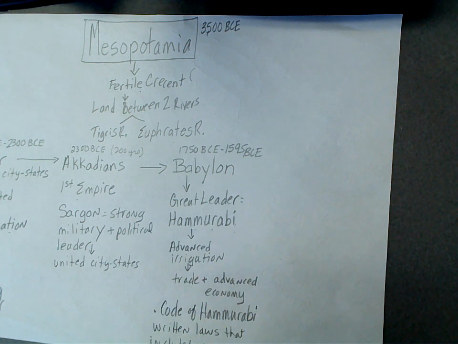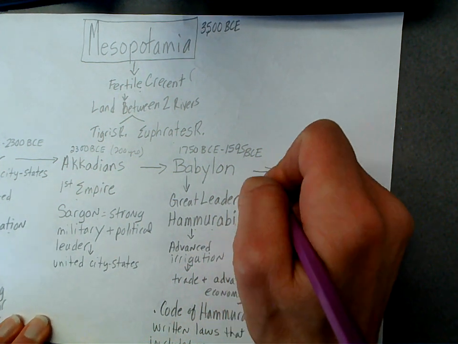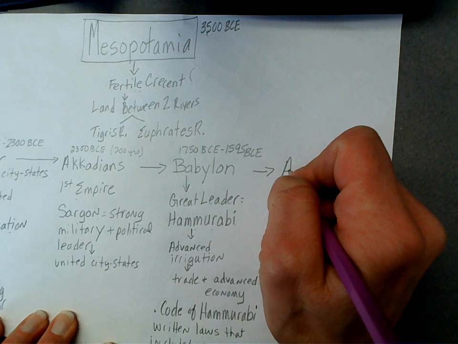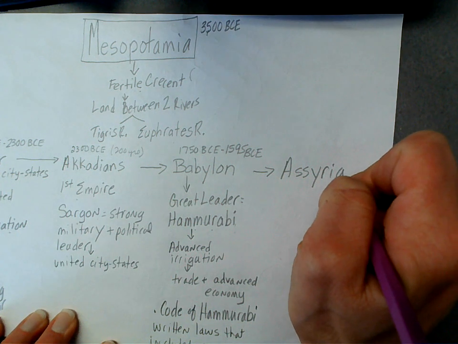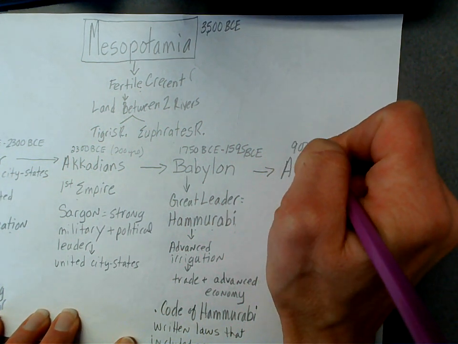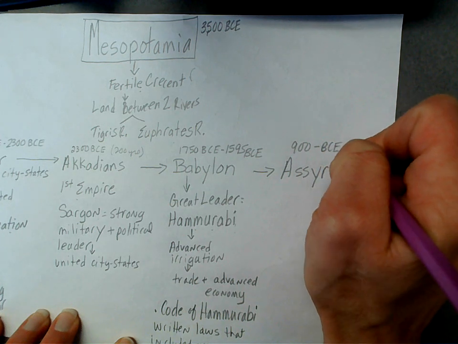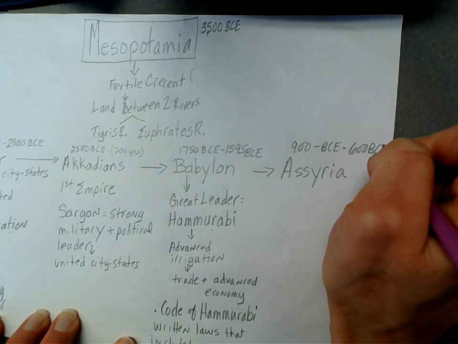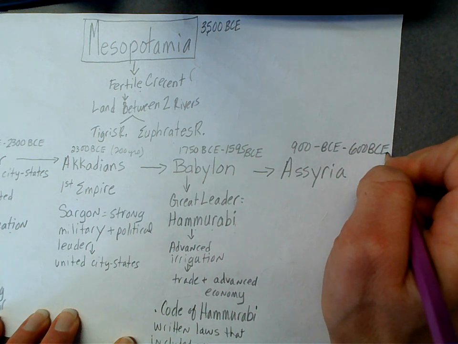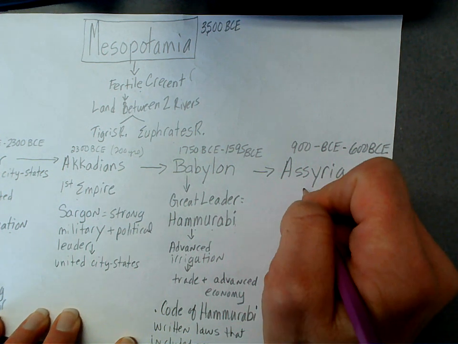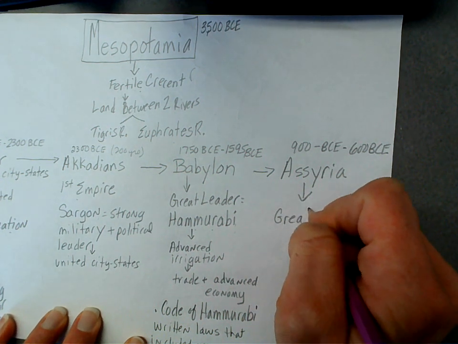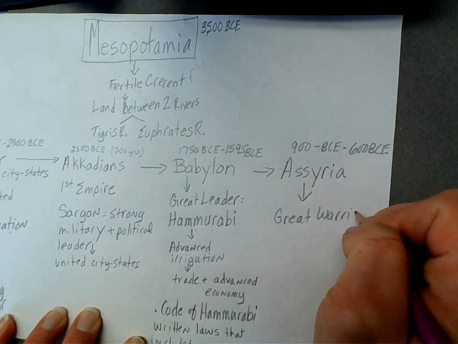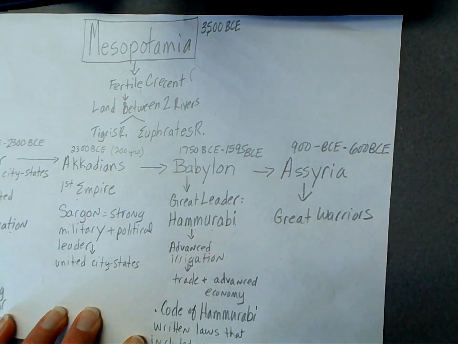But moving on, we will see that the next empire is Assyria, spelled with a capital A. Assyria's time frame was about 900 BCE, before Common Era, through 600 BCE. These guys were great warriors. They were feared. They took no prisoners. They were pretty ruthless from what we can gather. They were great warriors. Go ahead and get that down. I'll wait for you to catch up. I might have been writing a little bit fast there.